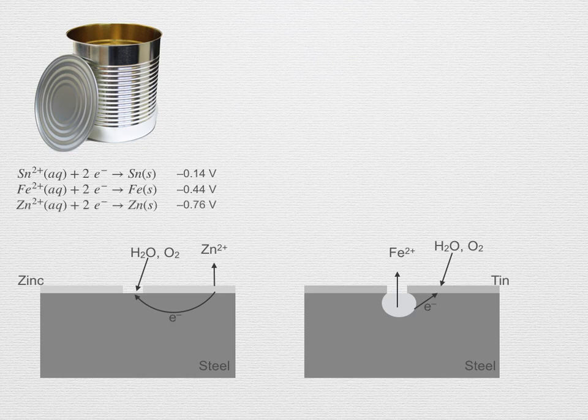Notice the relative placement of their standard reduction potentials. Now, zinc is more negative than iron and will therefore provide corrosion protection. Tin, however, is more positive than iron and can only provide the protection of a passivation barrier, which is compromised by a defect such as a pinhole or a crack. The can's integrity depends upon the integrity of the tin layer.